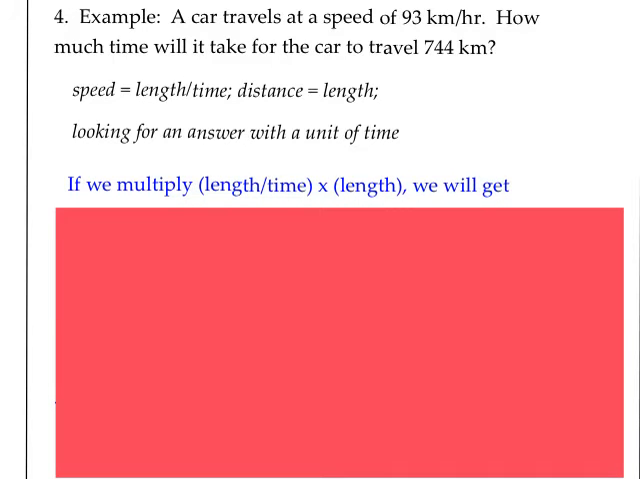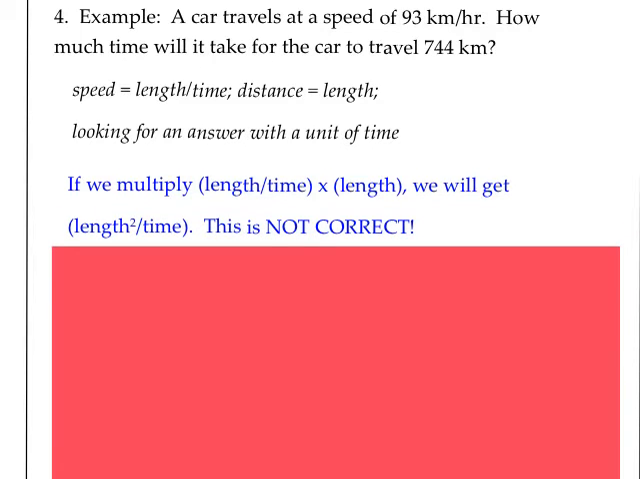So let's say you don't know the equation yet, okay? And we're just trying to work it out with the units. If we were to multiply the length per time and the length together, you would get length squared. So that would be like, say, 93 kilometers per hour times 744 kilometers. Okay. We're getting a length squared per time. If I multiply kilometers per hour here times kilometers, that gives me kilometers squared per hour. Is that a unit of time? No, it's not. So I did that incorrectly.